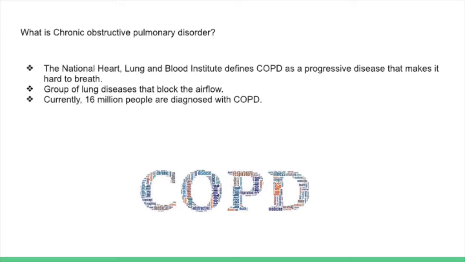What is COPD? COPD is a progressive disease that makes it difficult to breathe. The disease is progressive in the sense that it gradually develops and worsens over time, and it limits an individual's ability to perform daily activities. COPD is an umbrella term used to describe a group of lung diseases that block the airflow and increase breathlessness.